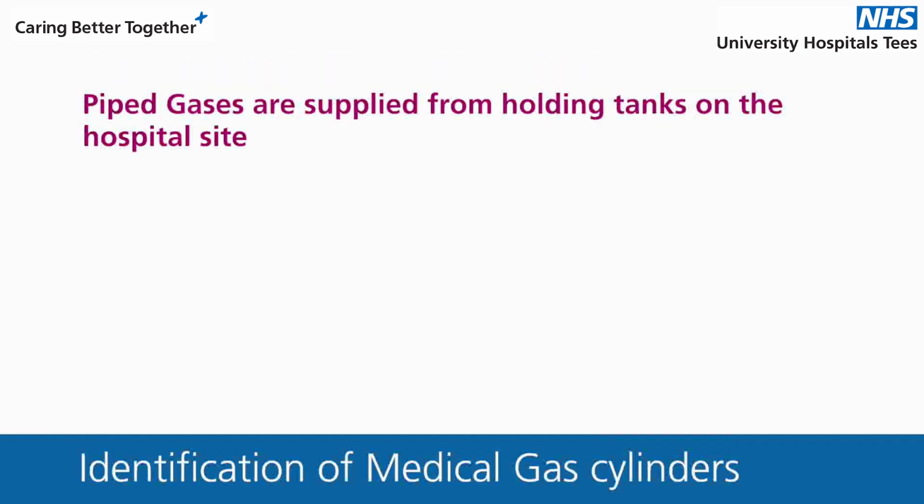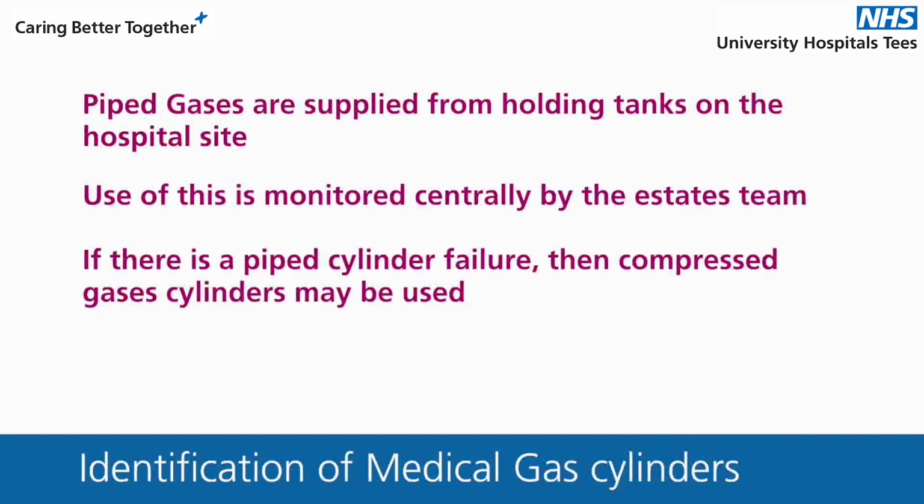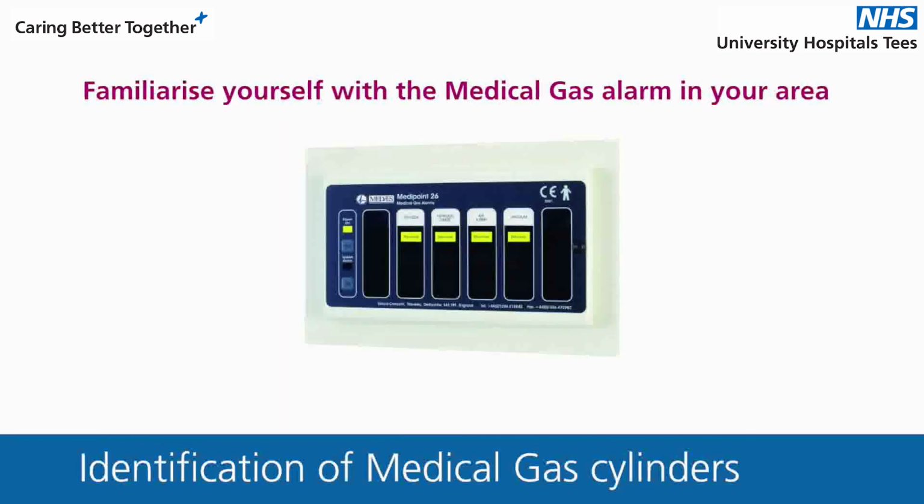Piped gases are supplied from large holding tanks on the hospital site. The use of this is monitored centrally by the estates team. If there is a piped cylinder failure, compressed gas cylinders can be used. You should familiarise yourself with the medical gas alarm system within your clinical area linked to the piped gases.